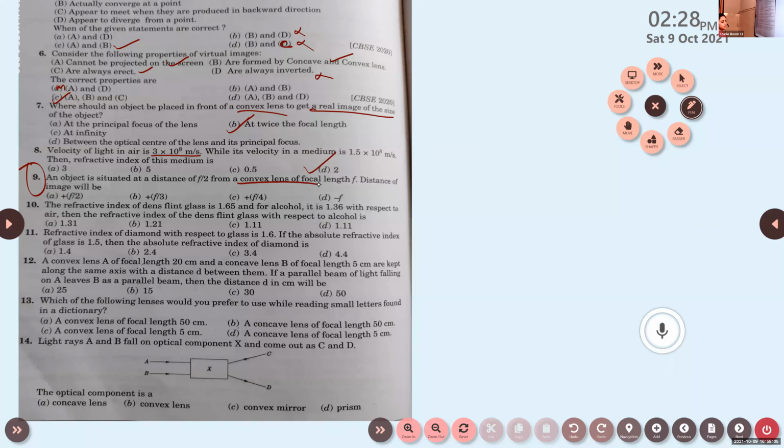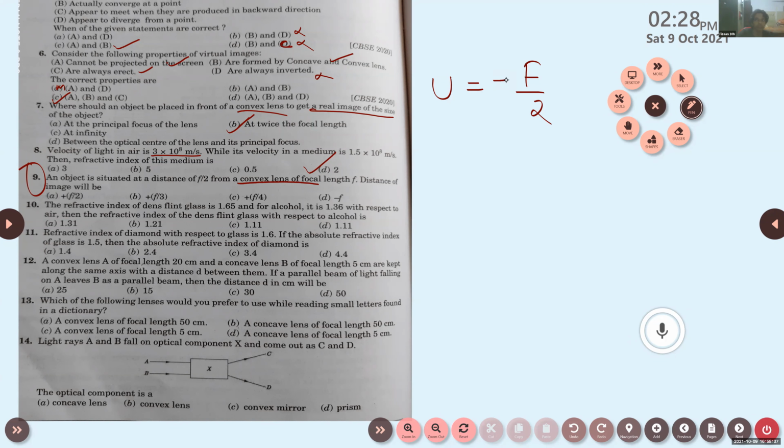And what is the object distance? F by 2. So object distance u is equal to f by 2, and we must put a negative sign. Why? Here in the question it is given as plus f by 2, but we put a negative sign. Object is always placed on the left side of the lens, so according to the Cartesian sign convention, we must put a negative sign for the object distance.